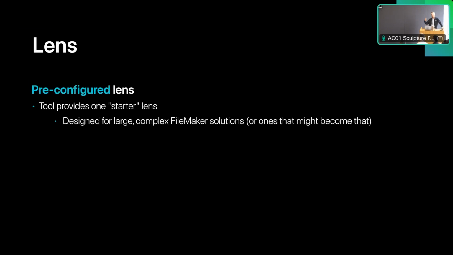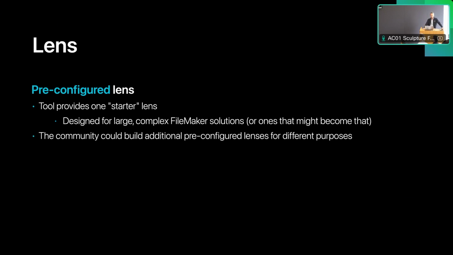The idea is that there might be some pre-configured lenses out there that folks in the community build that you could use. And I've built one of those. I would call it a starter set. I had in mind larger, more complex FileMaker solutions as I was putting that together. But remember that small solutions become complex and large over time, so it's good to start early. And I think any solution can benefit from a review on any FileMaker database with that lens.